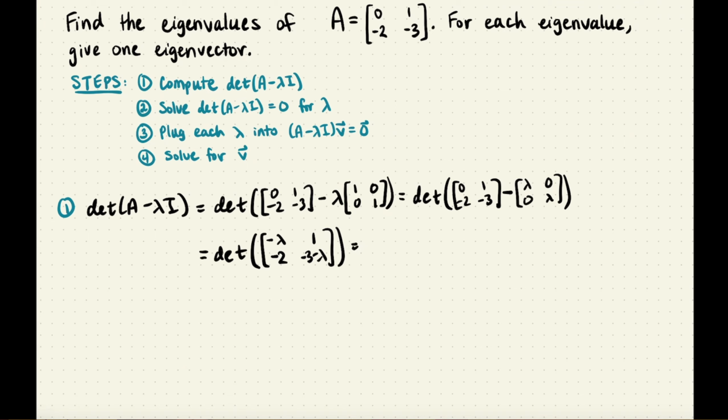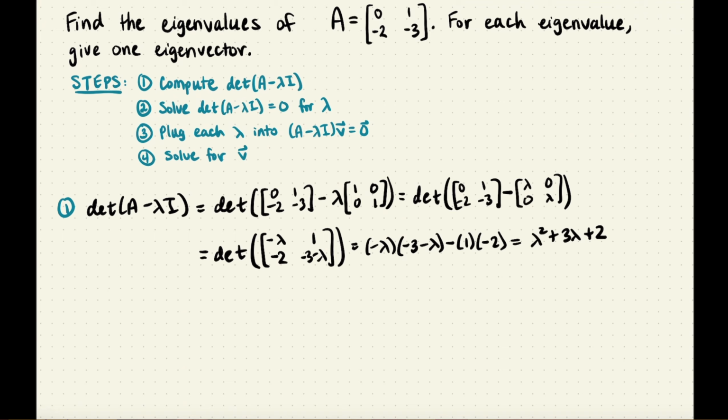So to find the determinant, we multiply A times D. So A times D, and we subtract B times C. So minus 1 times -2. And if we distribute this multiplication here and combine like terms, we'll get lambda squared plus 3 lambda plus 2.